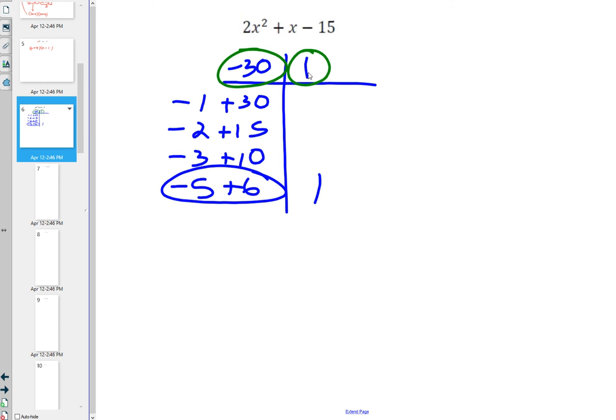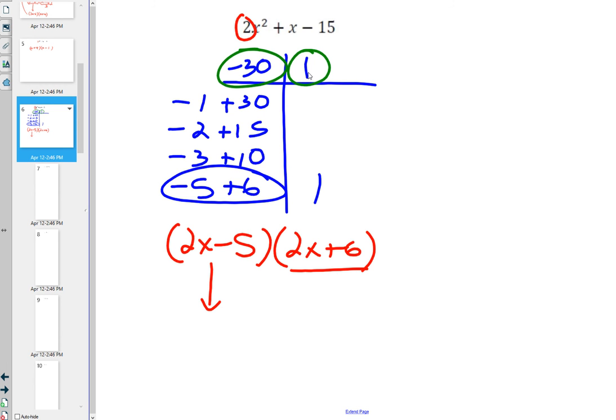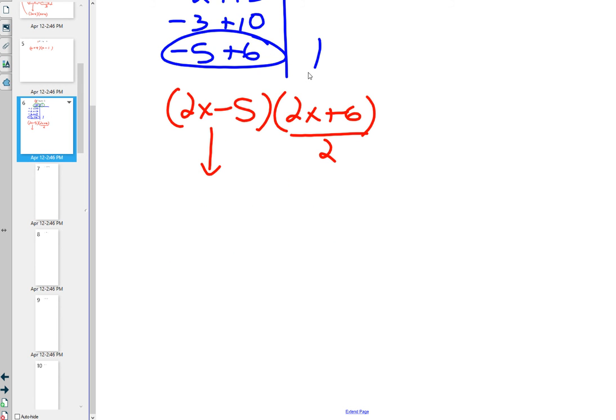But when I don't have a 1 in front, now I have to write 2x minus 5, 2x plus 6. At least one of the parentheses should be able to be reduced. Maybe sometimes both of them can. Here, nothing can happen to the 2x minus 5. What can I divide 2x plus 6 by? By 2. So it's giving 2x minus 5 and x plus 3.